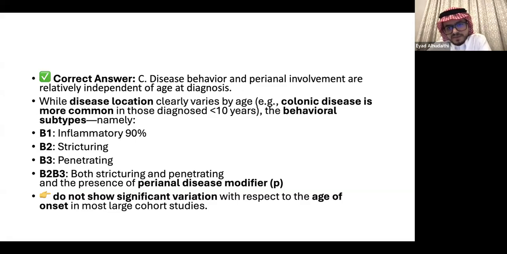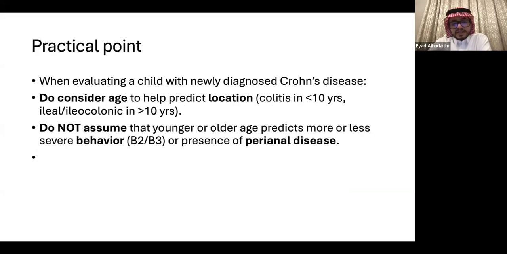So this is the message of this question. You should know by now that age can affect the location, but it doesn't have to do with the behavior of the disease. So again, when evaluating a child who is newly diagnosed with Crohn, do consider age to help predict location, like colitis in those less than 10, ileal or ileocolonic in more than 10, but do not assume that younger or older age predicts more or less severe behavior or presence of perianal disease.